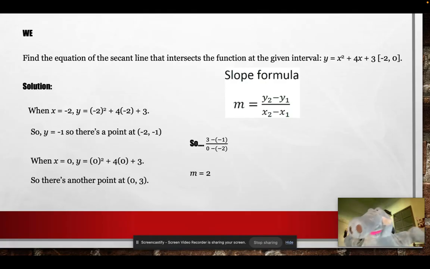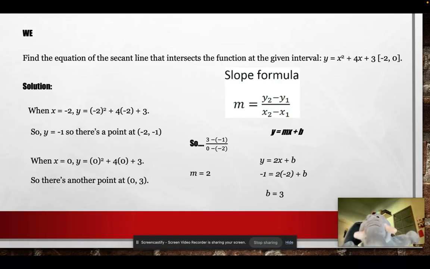But now take a look at this one. What we're actually looking for is the whole equation of the secant line. So now we got to go to our linear formula, y equals mx plus b. We know what the slope is. So pick one of the points. I went ahead and picked the -2, -1 point, sub that in, solve for b, b is 3. Now we know the slope, now we know the y-intercept, so write out our equation, and there it is.